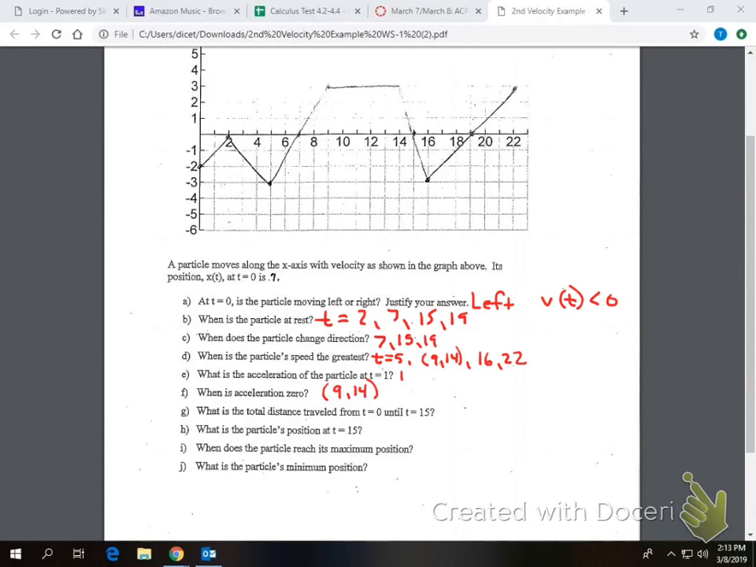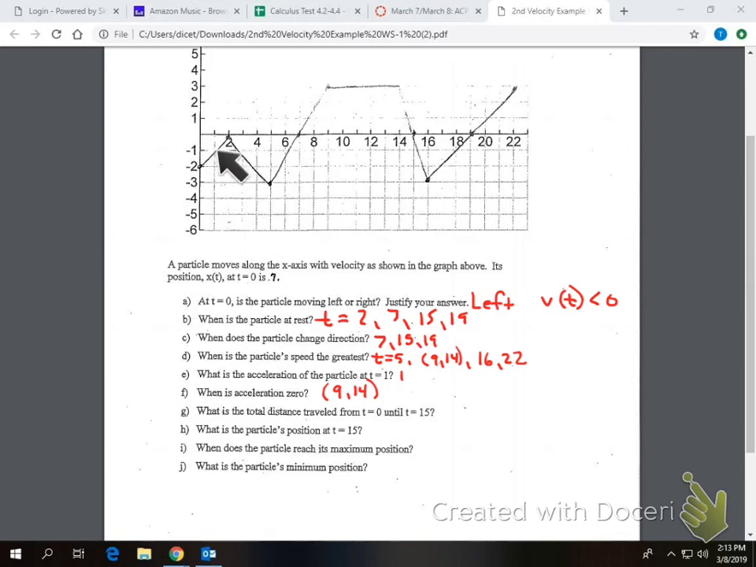What is the total distance traveled from 0 to 15? Total distance traveled would be simply the antiderivative from 0 to 15, but we're going to think of it in terms of absolute value, because even though we're traveling left, the total distance is distance. You follow me on that?